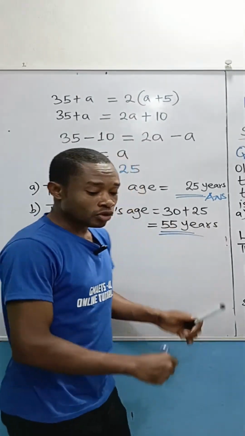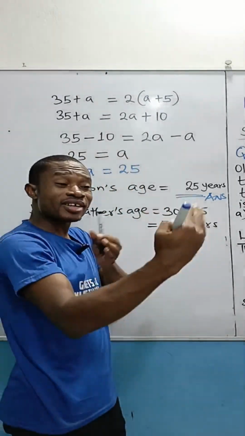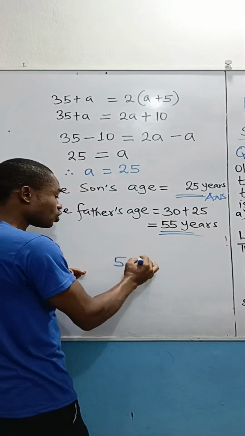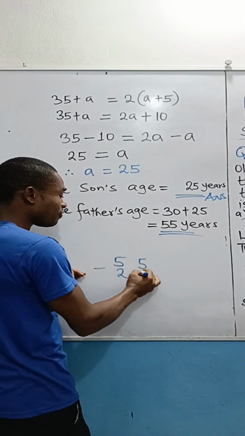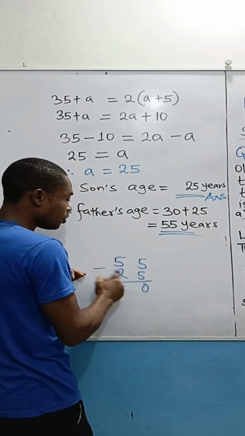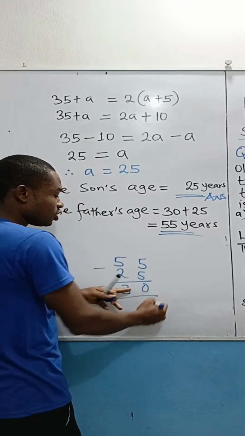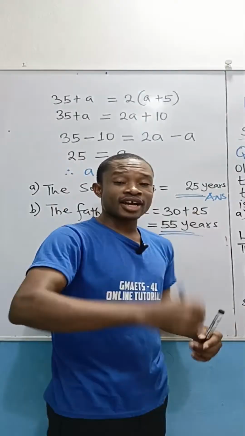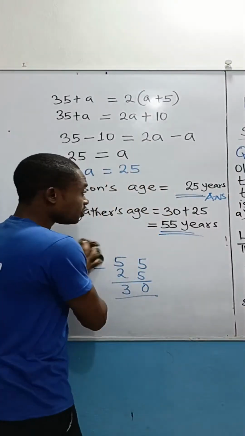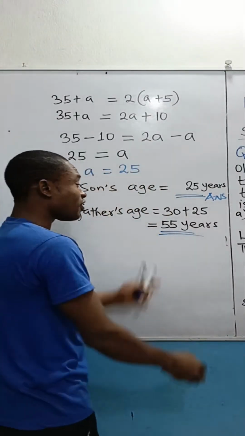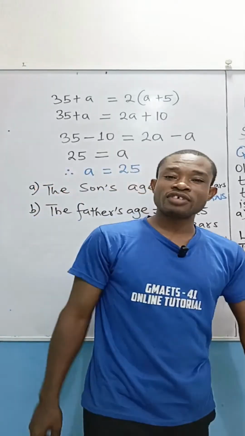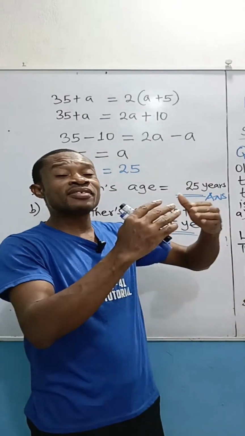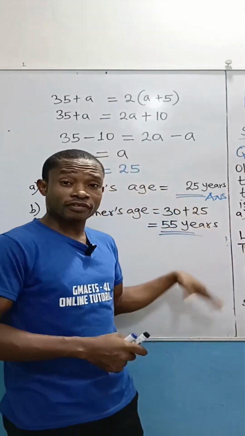And you see, if you do 55 minus 25, you will find out that the difference is 30, which shows that the father is actually 30 years older. 55 minus 25. 5 minus 5 is 0. 5 minus 2 is 3, so 30. So you can see the gap in age that the question gave between the father and the son. So the son is 25 years and the father is 55 years. We have finished solving. We have gotten our answers.